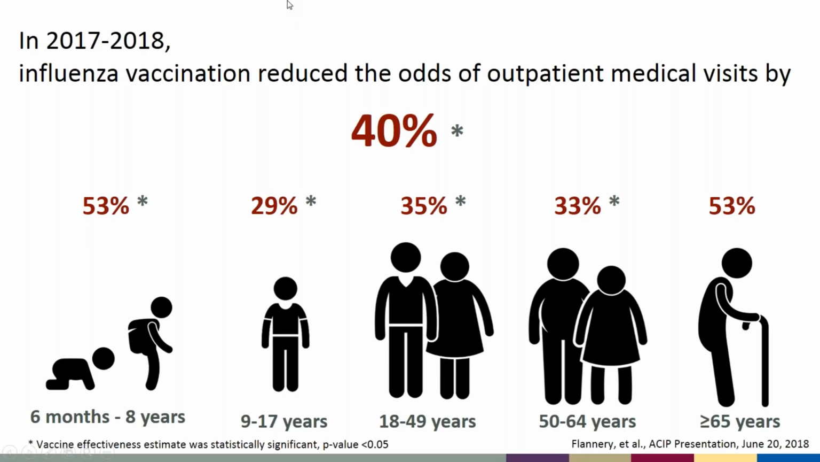And here you can see that the range of effectiveness was from 53% in children aged less than 9 years to 20% among adults aged 65 and older. And I apologize, there is a typo on that slide. Perhaps I'll send out a new slide set for people to have the correct numbers there.